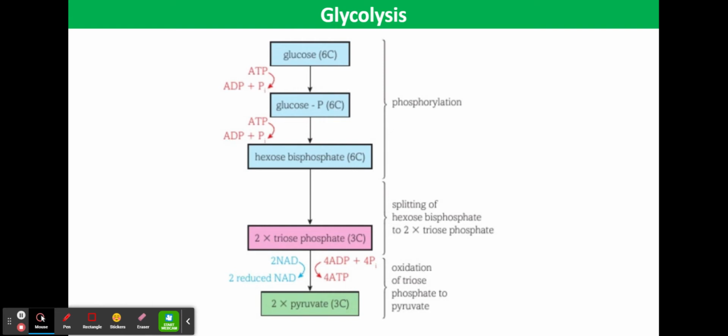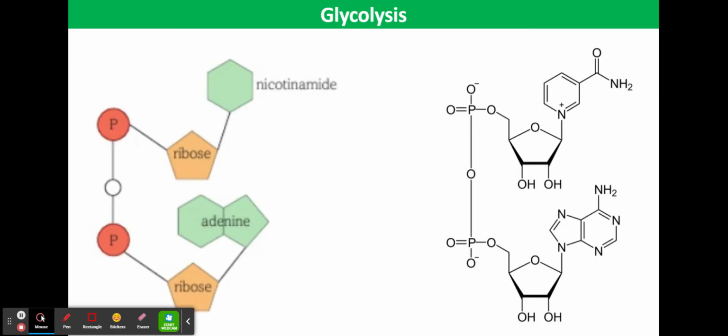Firstly, phosphorylation of glucose to hexose biphosphate. Secondly, the splitting of each hexose biphosphate molecule into two triose phosphate molecules. And thirdly, the oxidation of triose phosphate to pyruvate. The image on the slide in front of you summarizes the process of glycolysis. We're now just going to look at the structure of NAD.